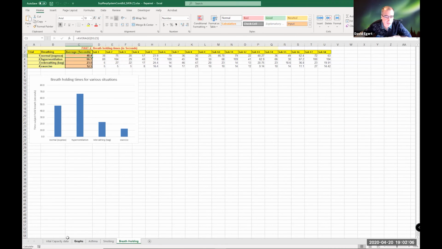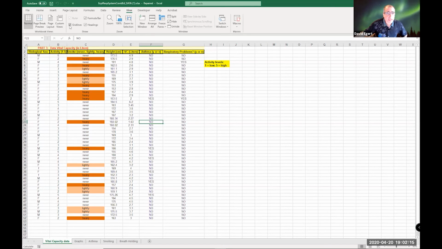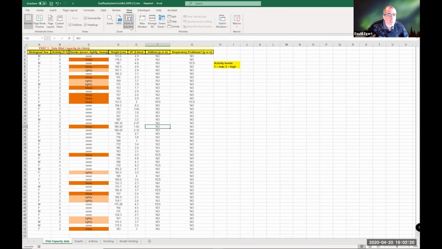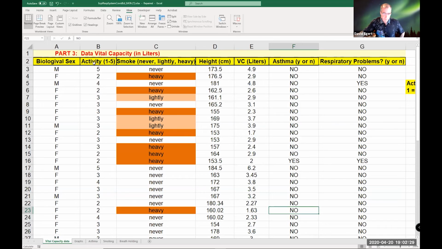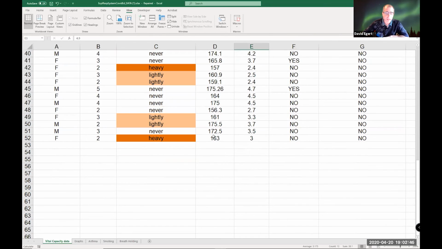All right, so if we look at the vital capacity data for everybody, the things that we had the people record. Let's zoom in even more. We have their sex, their activity, like how active are they, do they smoke, what is their height, and what was the vital capacity that they actually measured. Things like that. And then we can actually look at correlations.